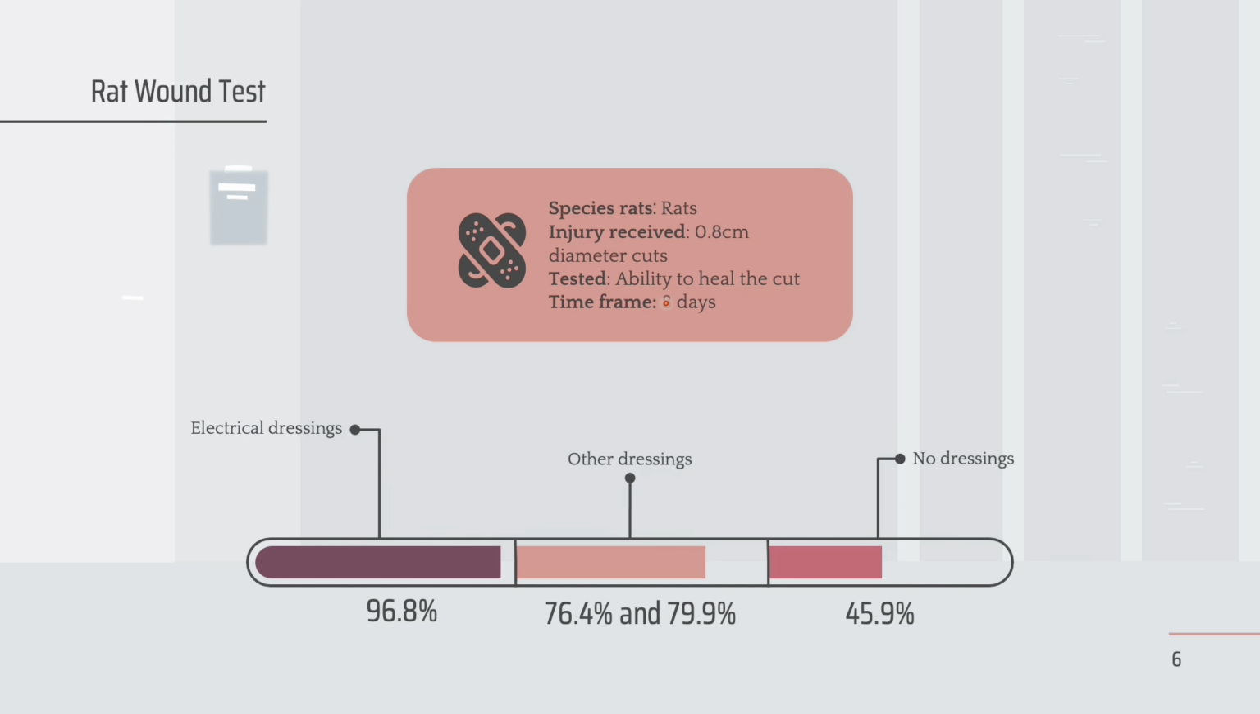The rats that had the circular wounds and received the electric dressing were 96.8% closed after 8 days, compared to between 76.4 and 79.9% for the rats that received other dressings. Rats that received no dressing and had the circular wounds had wounds that were only 45.9% closed.